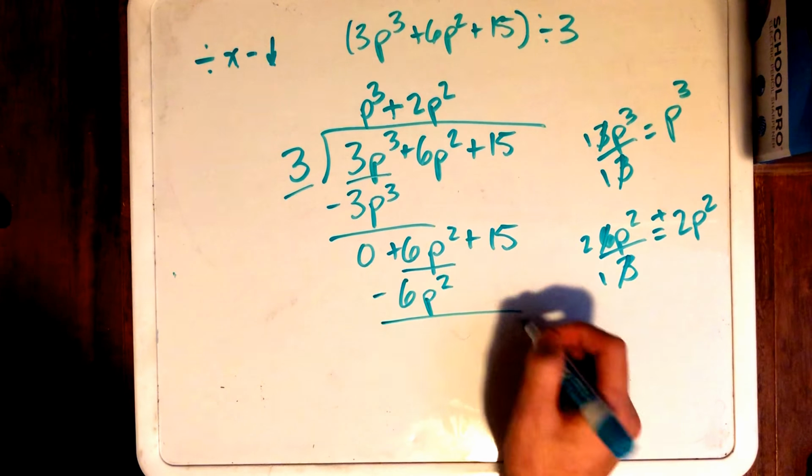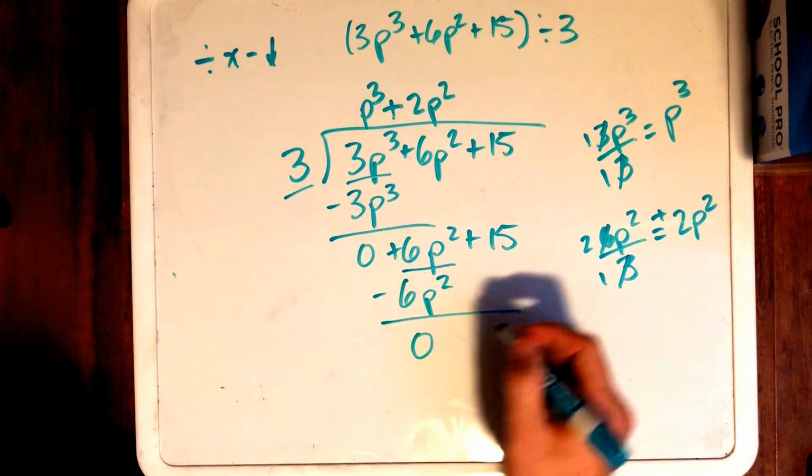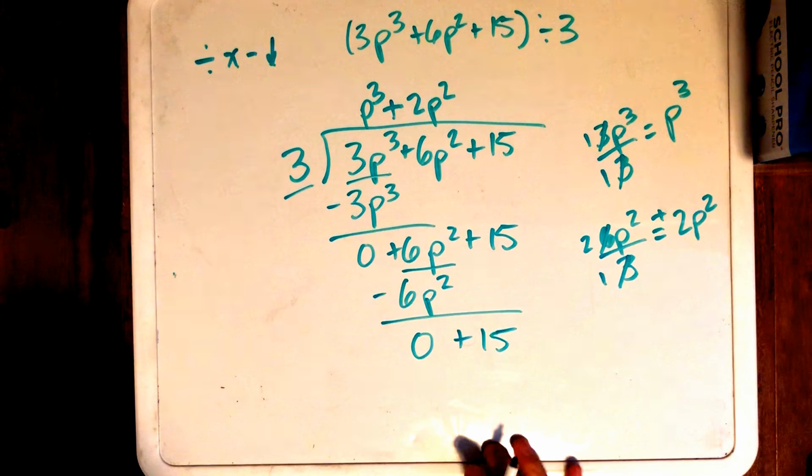And we subtract this now. We've done our multiplication, we're subtracting now. We know this will just give us 0. So we do our last step, bring down, and we have a positive 15 left over.